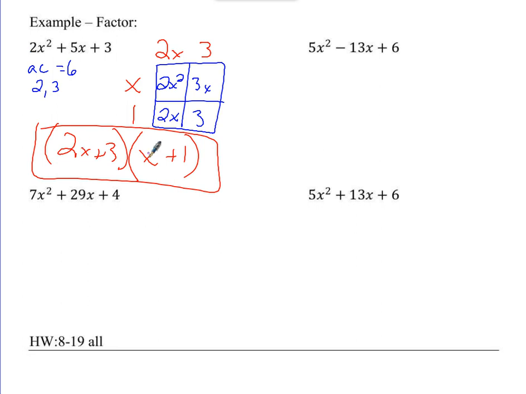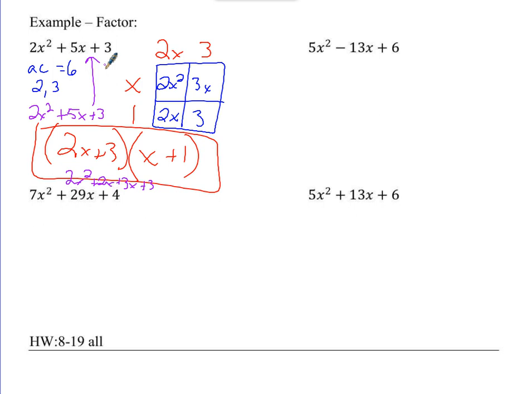So 2x times x is 2x squared. 2x times 1 is plus 2x. 3 times x is plus 3x. And then 3 times 1 is 3. If I combine like terms, I get 2x squared plus 5x plus 3, which is exactly what we started with. It works. It works every single time as long as you follow the steps.